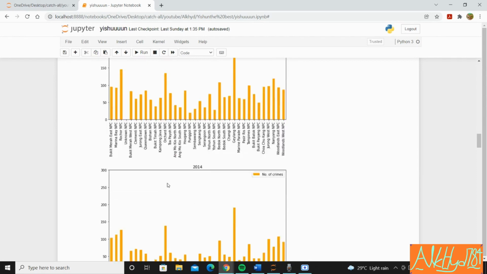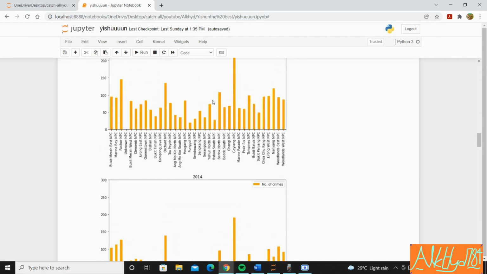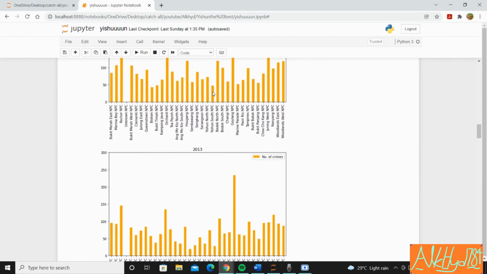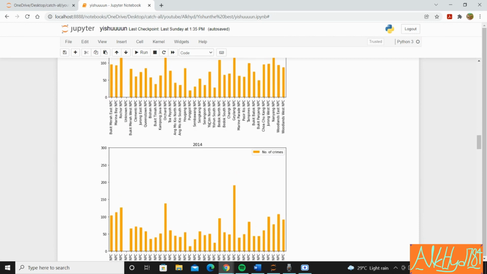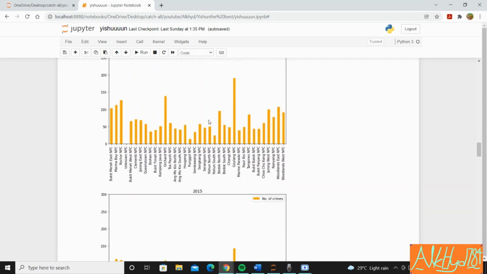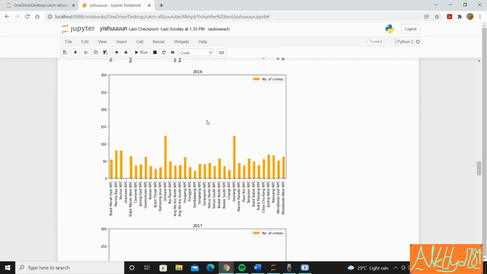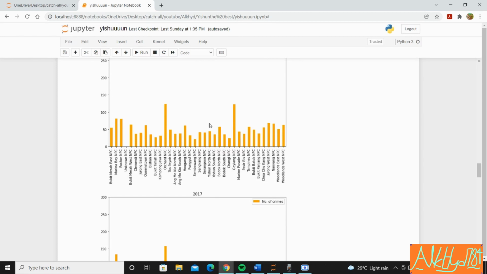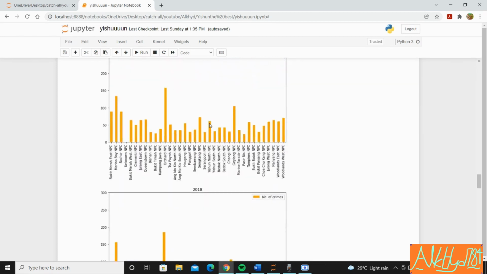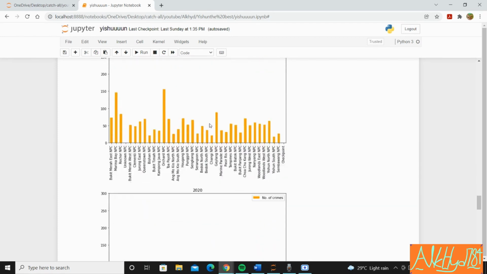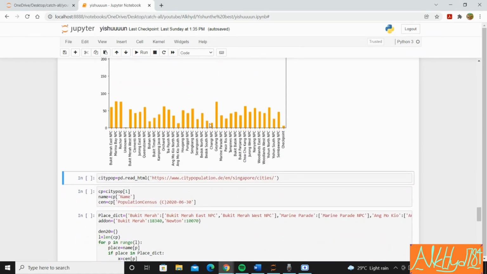2013 you still see Geylang. And actually Yishun, at least Yishun South is decreasing, I would say. 2014, 2015. Actually everything, like the total number of crimes does decrease over the years for all of the locations. And at the end of it, you'll see that in 2020, really Yishun is, where is Yishun now?